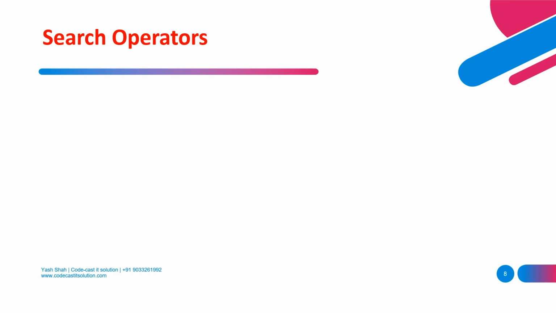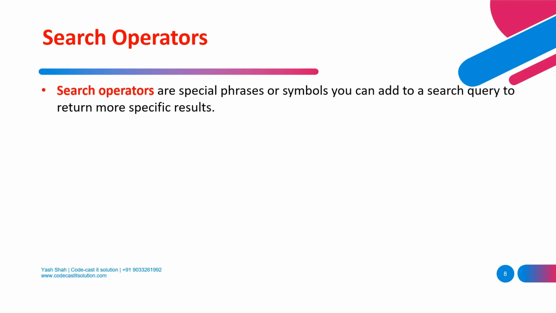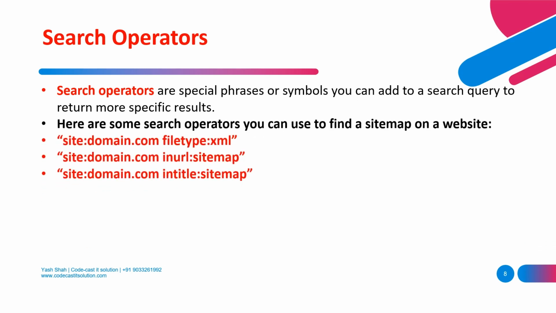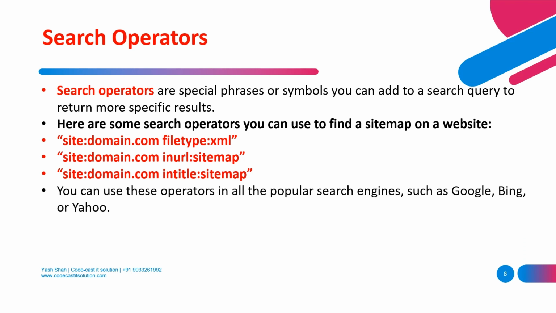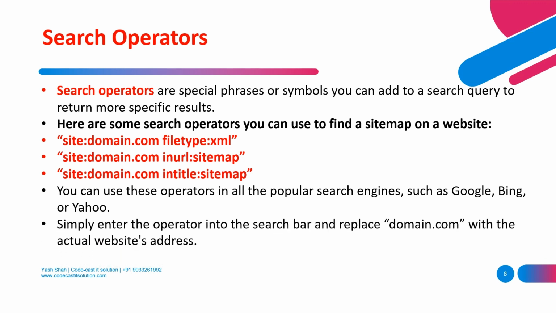Search operators are special phrases or symbols you can add to a search query to return more specific results. Here are some search operators you can use to find a sitemap on a website. You can use these operators in all the popular search engines, such as Google, Bing, or Yahoo. Simply enter the operator into the search bar and replace domain.com with the actual website's address.